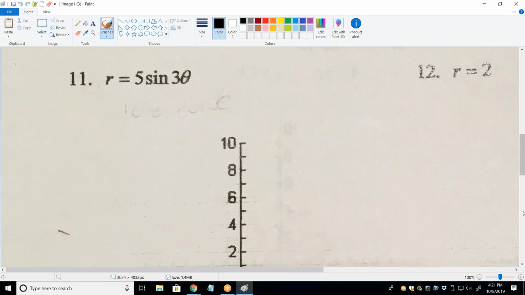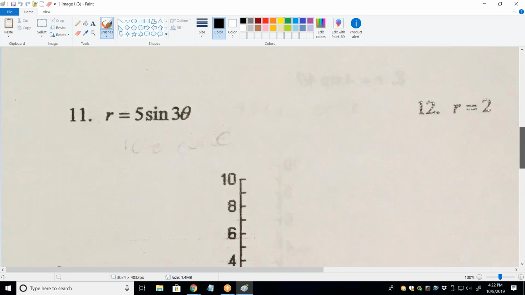Do I have any more on this page here? I don't think so. No, we did 11 and 12. Yes, sir. Okay. So what else do you need to know about polar? Anything specific? I'm not sure exactly what, other than graphing them, like we've been doing.